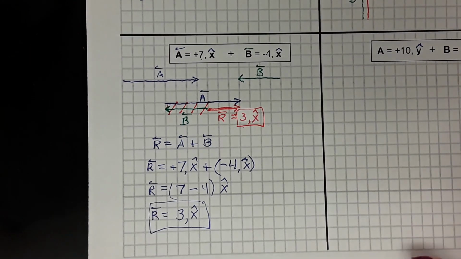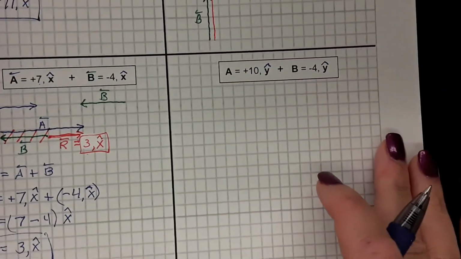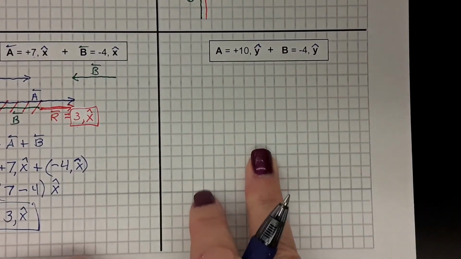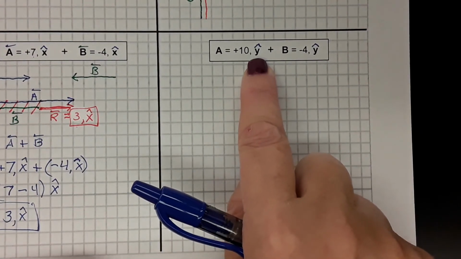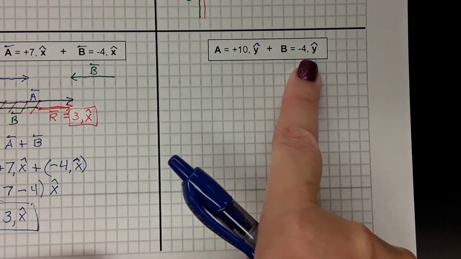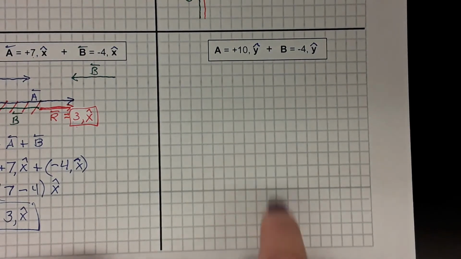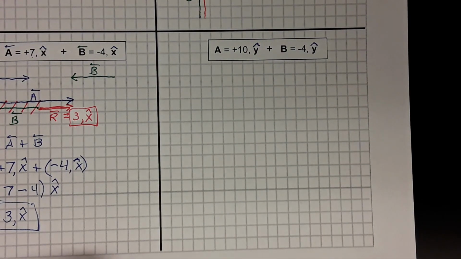Now here's what I want you guys to do. Try the same thing with this one, but notice you have a positive y hat and a negative y hat. So just pause the video, try this one yourself, and then come back and see if you got it right. I'll give you a few minutes to do that.